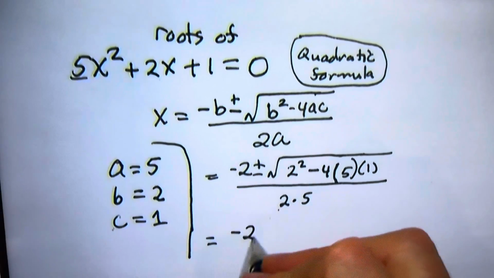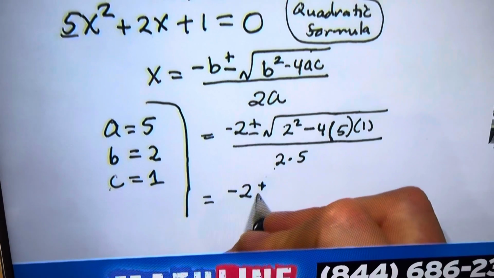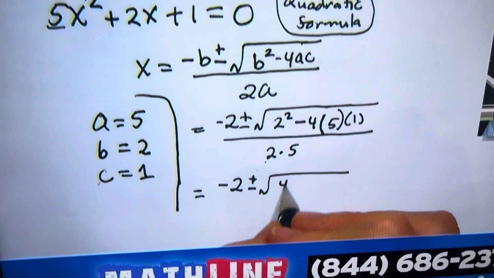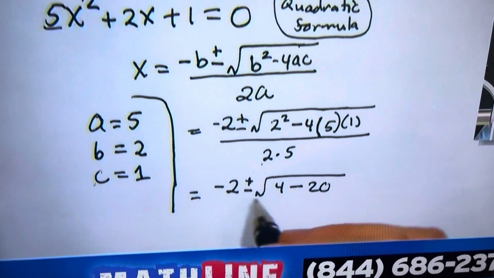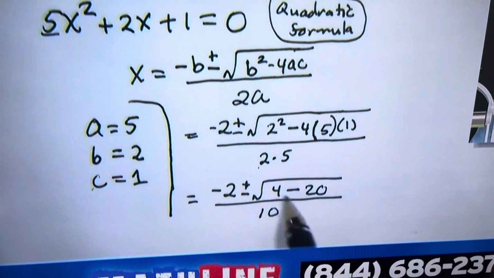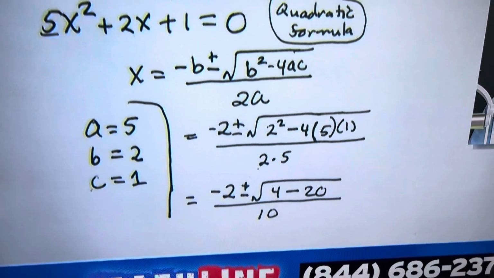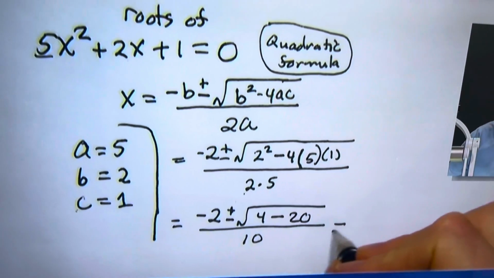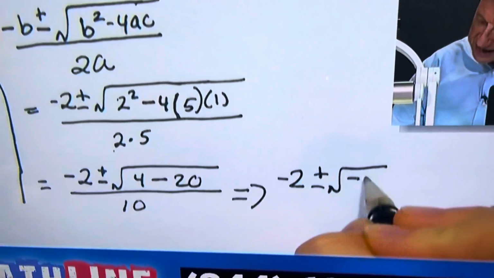So here's what's going to happen. I'm going to get into, goodness, what am I going to get here? I'm going to get a negative 2 plus or minus. And here's where the fun becomes. We got a 4, and we're going to have to subtract 20. Now, underneath, I get 10. So the 2 and the 10 are easy. Here's where things get interesting. We're trying to subtract 20 from 4, which leaves us with what? Negative 16. Am I right on that? Yeah. So we got this negative 2 plus or minus the square root of a negative 16.